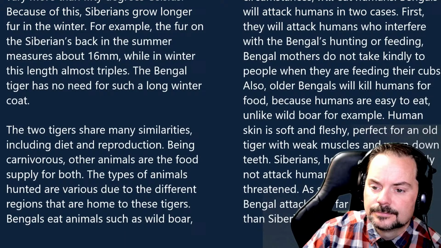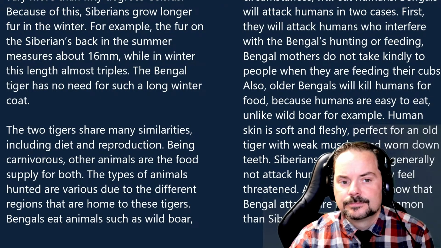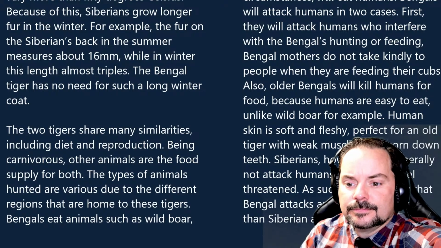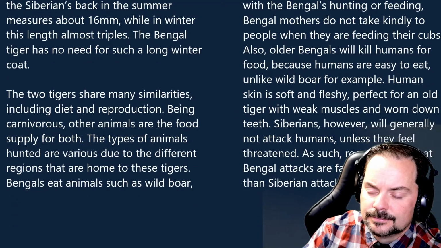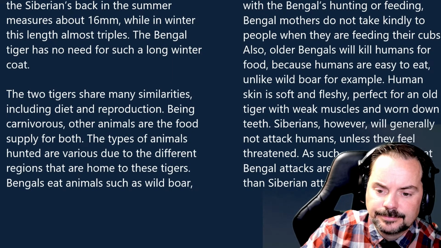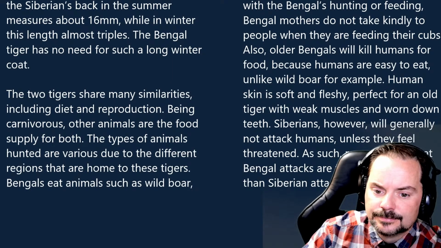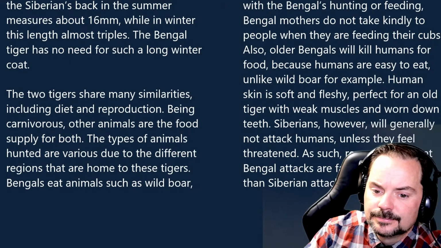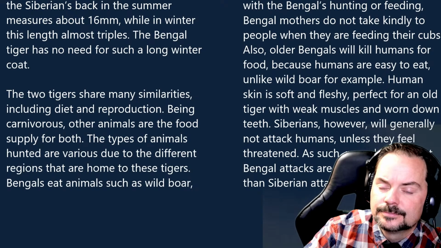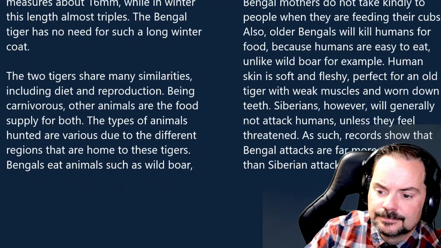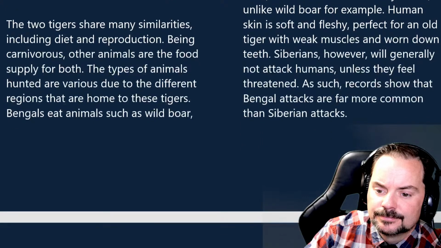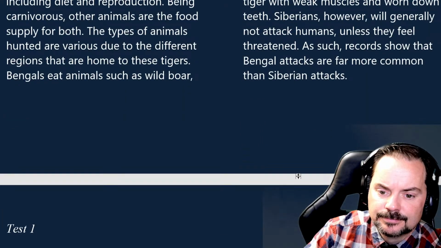Bengal mothers do not take kindly to people when they are feeding their cubs. Also, older Bengals will kill humans for food because humans are easy to eat, unlike wild boar, for example. Human skin is soft and fleshy, perfect for an old tiger with weak muscles and worn-down teeth. Siberians, however, will generally not attack humans unless they feel threatened. As such, records show that Bengal attacks are far more common than Siberian attacks.